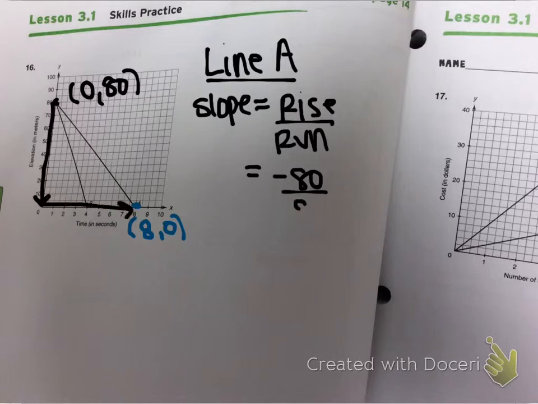And my rise is actually a fall, so we're going to say negative 80. And then I'm running 8 units. So negative 80 divided by 8 is negative 10. So a negative divided by positive is negative. Correct.